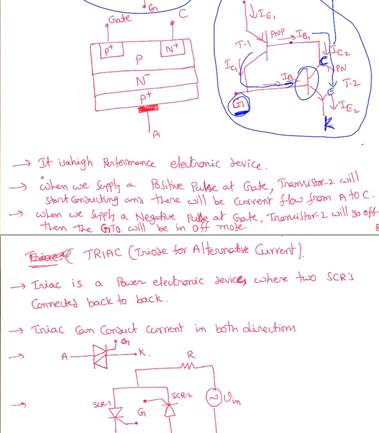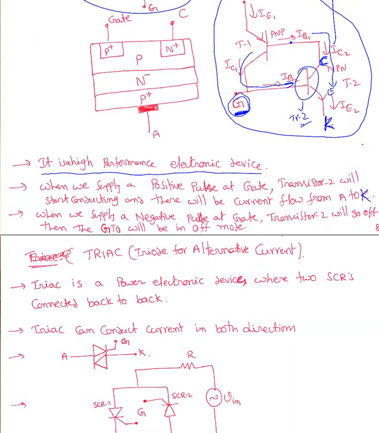A GTO is a high performance electronic device. When we supply a positive pulse at gate, transistor 2 will start conducting and there will be current flow from anode to cathode. When we supply a negative pulse at gate, transistor 2 will go off, then the GTO will be in turn off mode. I'm talking about this as transistor 2.